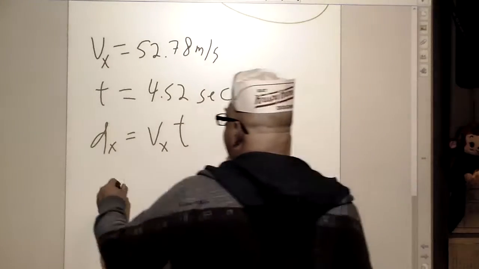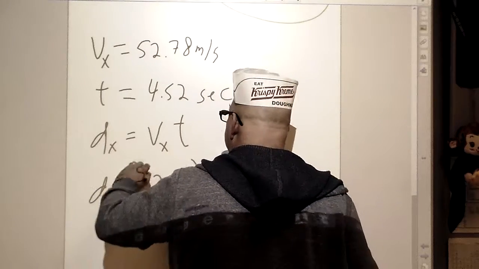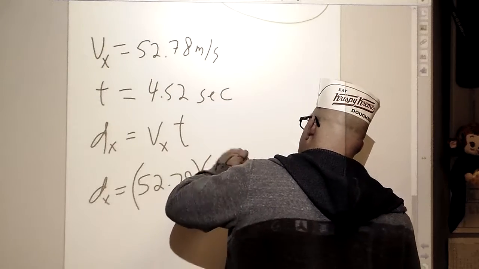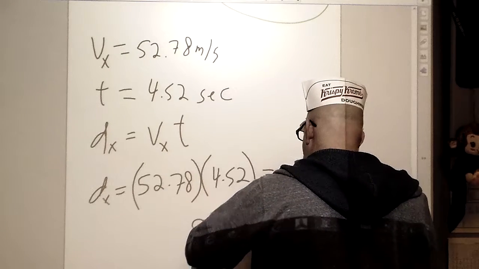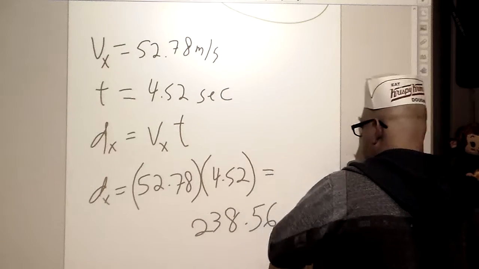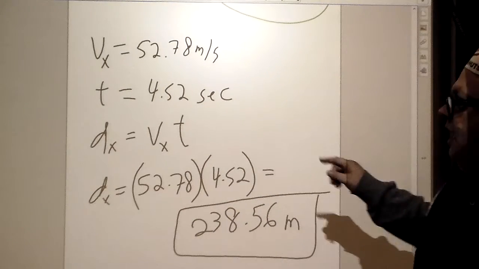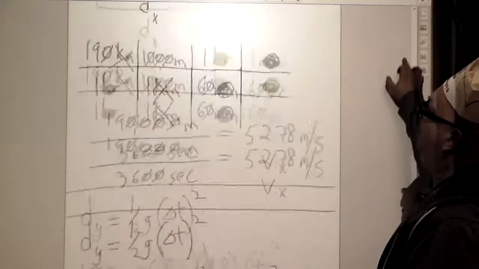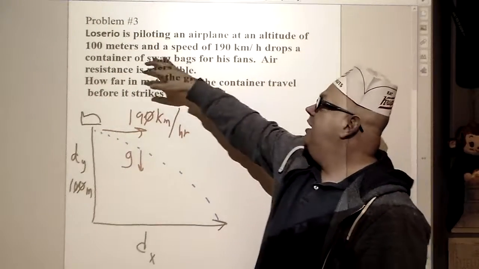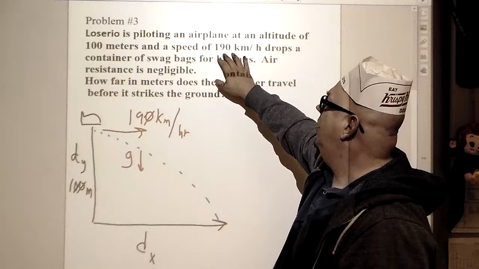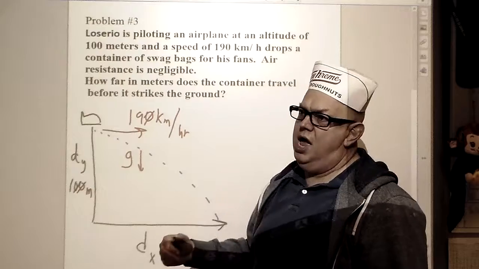That will work. So dx is equal to 52.78 multiplied by 4.52 seconds. So we're going to walk away with 238.56 meters. So that, ladies and gentlemen, is how you solve the problem of Lucerio dropping the package at a height of 100 meters at a speed of 190 kilometers per hour. How far in meters does the container travel before it strikes the ground?